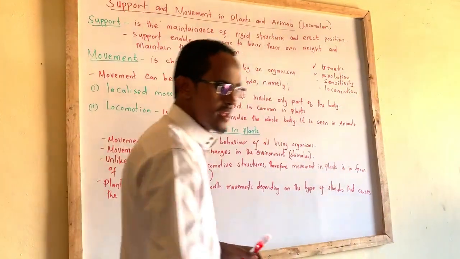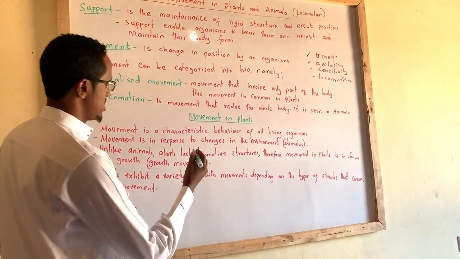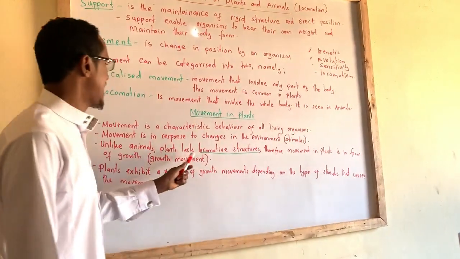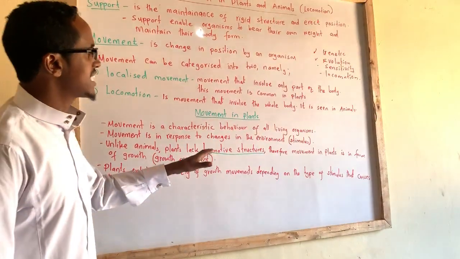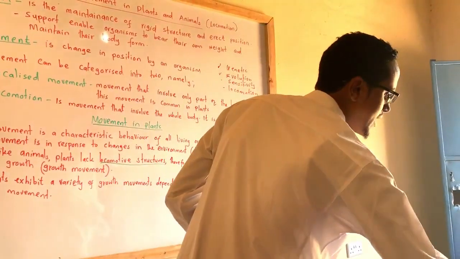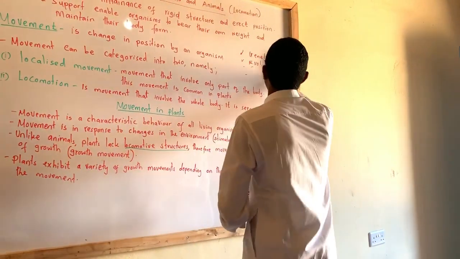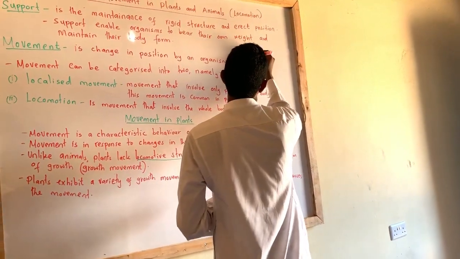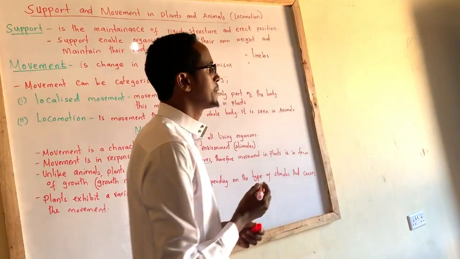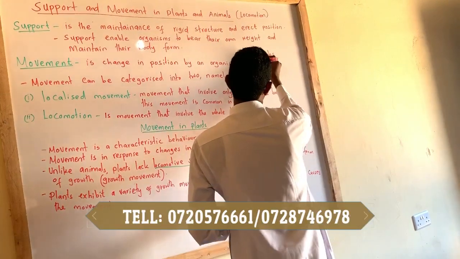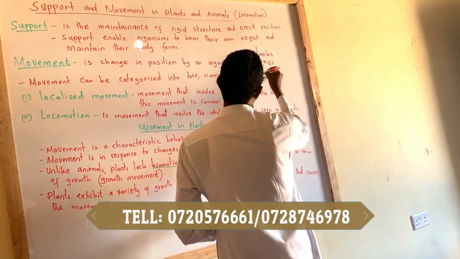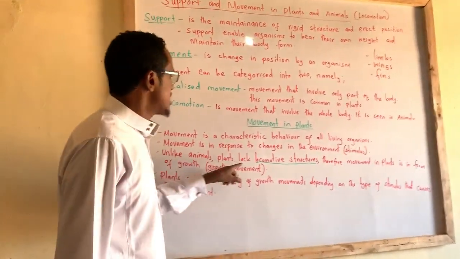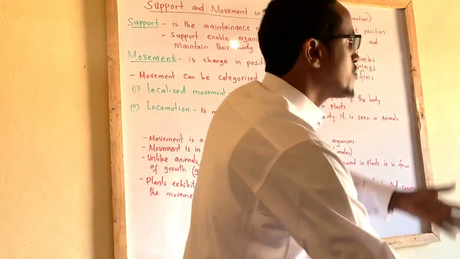What do I mean by locomotive structures? I said unlike animals, plants lack locomotive structures. Locomotive structures are structures that are used for movement. This could be limbs. Other locomotive structures could be wings for flight, or fins for swimming. So plants do not have those locomotive structures that will enable them to move.